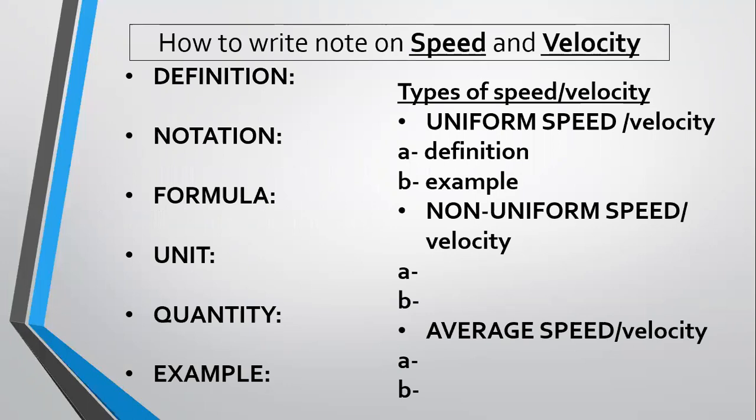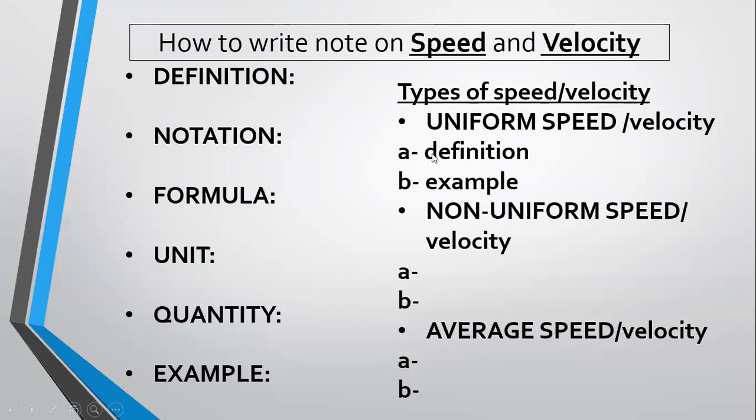You have to write the definition, then notation. Notation means the representation, like small letter v or small letter v bold. Then you have to write the formula, how to calculate the speed, then the unit for it, the quantity, what sort of quantity it is, scalar or vector. Then you can give an example. If you're writing a note on speed, you will write types of speed, and if you're writing a note on velocity, then you will write types of velocity.